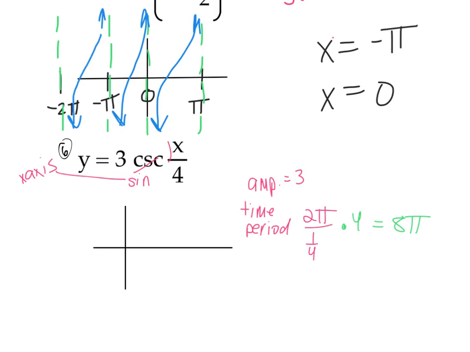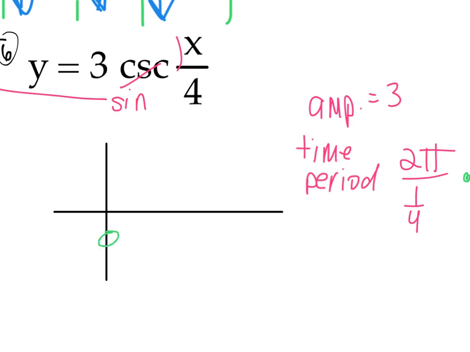Is there a reflection? No. Is there a vertical shift? No. Is there a phase shift, left and right? No. So now all I have to do is graph. It's 8 pi, so each little tick mark is worth how much? 2 pi. So the first one is 2 pi, the second one is 4 pi, the third one is 6 pi. My amplitude we said was 3, so positive 3, negative 3.